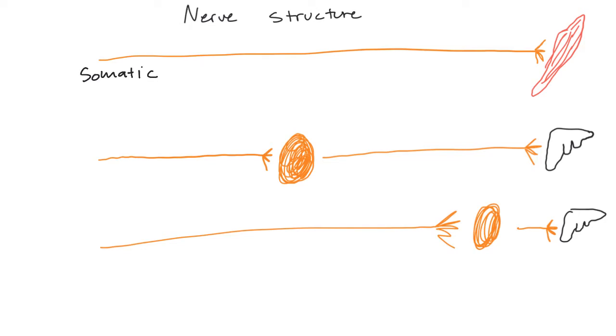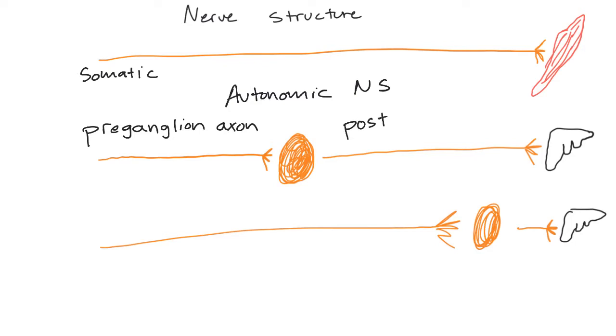Our autonomic nervous system, though, generally synapses at a ganglia, so a cluster of unmyelinated neurons. So you have your pre-ganglionic axon and your post-ganglionic axon. And then the ganglia in the middle.